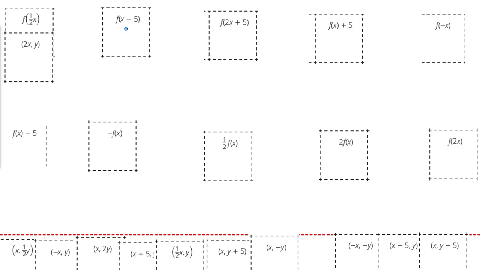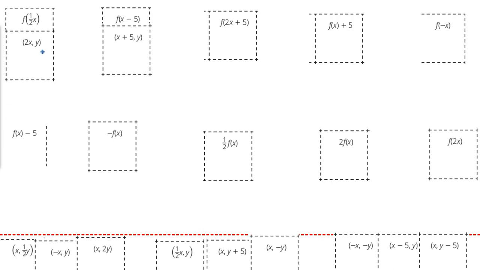So is this X minus 5, is that affecting the X or the Y? Okay, and remember if it's X, it goes opposite. So we're looking for X plus 5. Down here. When it affects the X, it always behaves opposite.